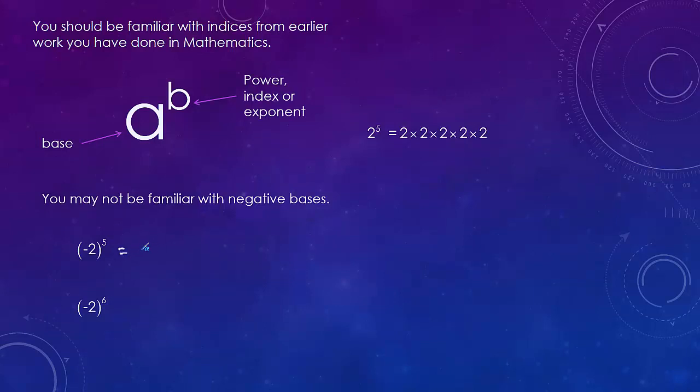Well, clearly this does mean negative 2 multiplied by negative 2 multiplied by negative 2 multiplied by negative 2 multiplied by negative 2. And if you put this into the calculator, you must put brackets around negatives. I've just put that one in the wrong place. So it needs to go right the way around the negative like so.